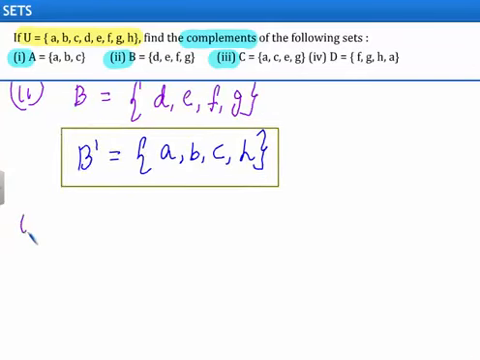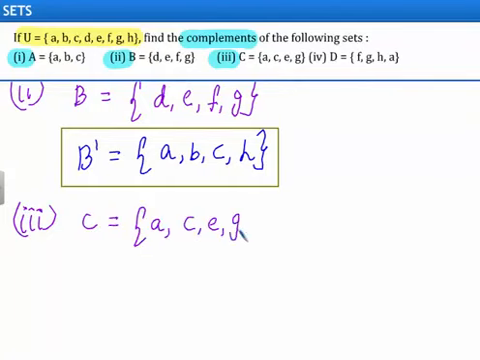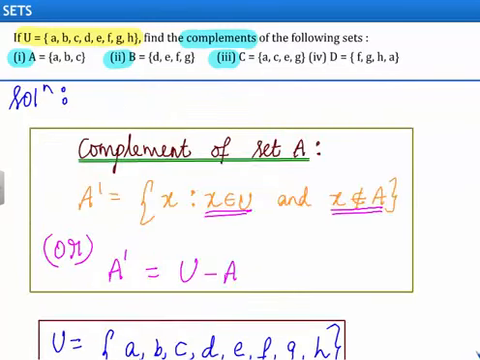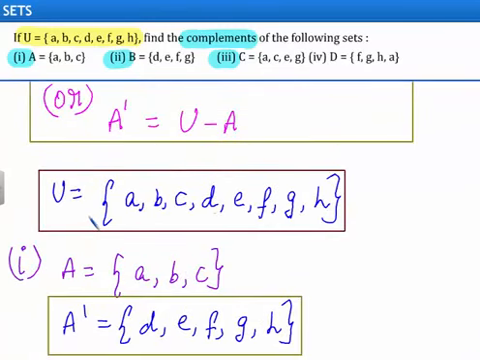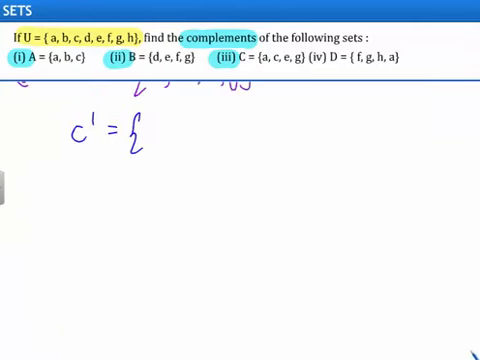In the next part of the problem, we are given the set C. We need to find the complement of the set C. C complement is equal to set of all those elements which belong to the set U but do not belong to the set C. They are B, D, F and H. Let us write them. We have B, D, F and H. So this is the set C complement.